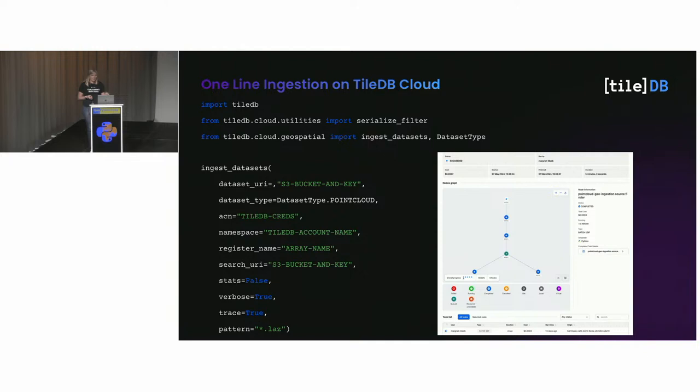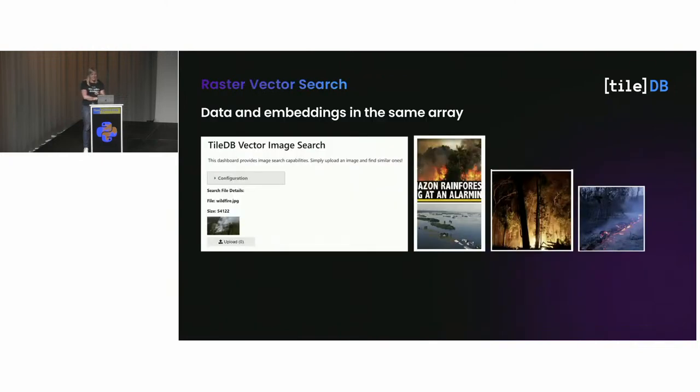So we kind of started making the ingestion simpler. So here is my S3 bucket with all my data. Here's the S3 bucket where I want my array to be, and just go and ingest it all. Doesn't matter how many files there are. You just have to say, okay, these are all LAS files, so I want point clouds, for instance. That's kind of what we're working on, and then also make it interactively visual, so you can track what's going on.